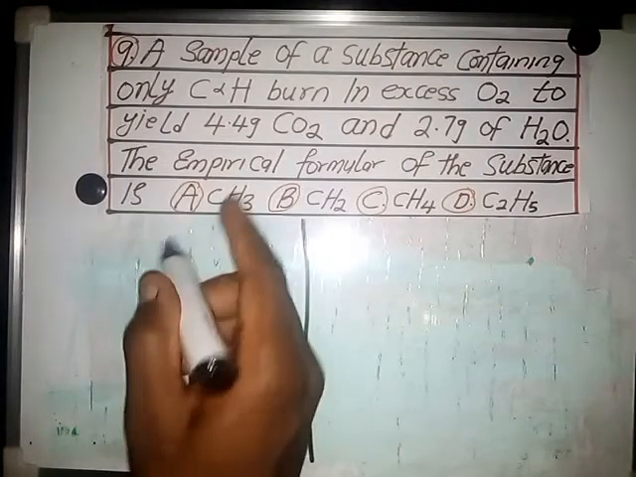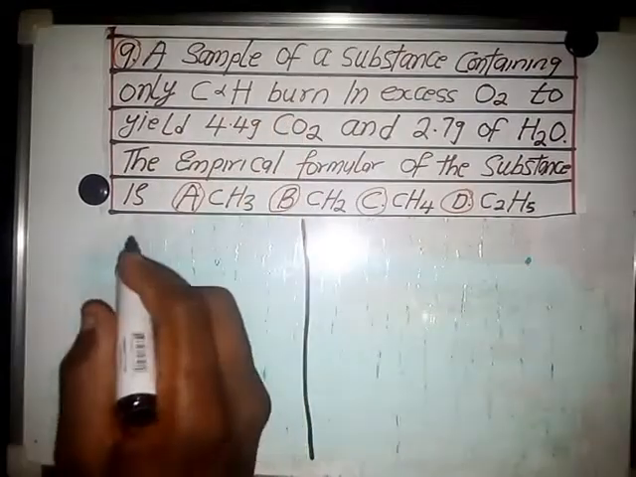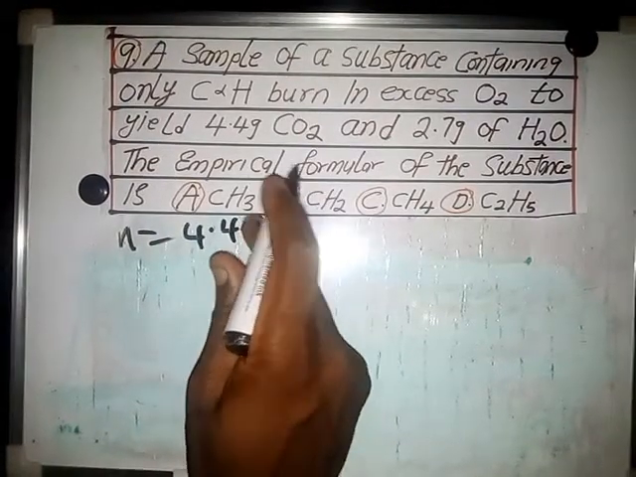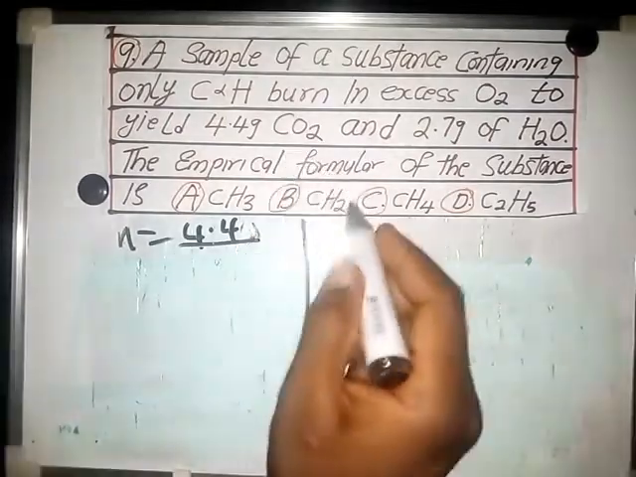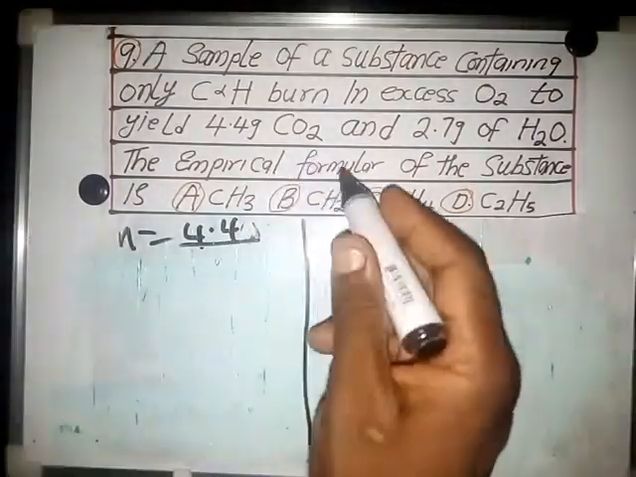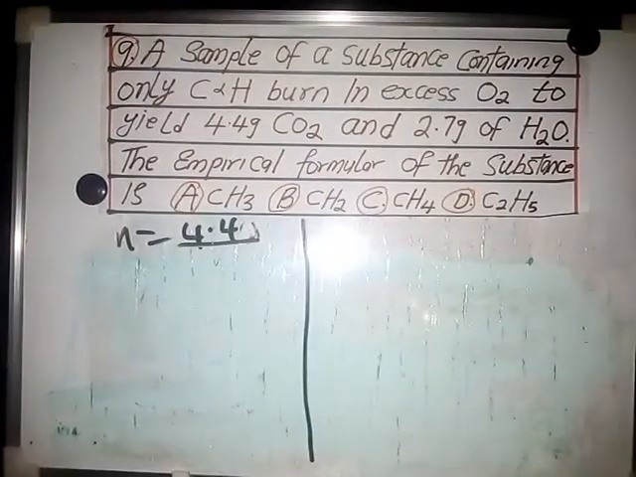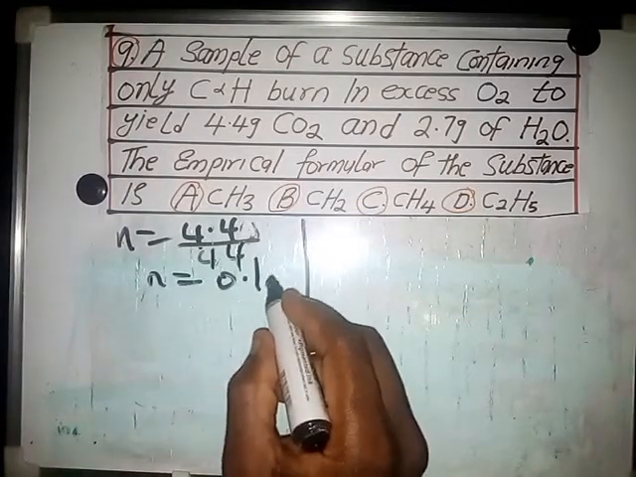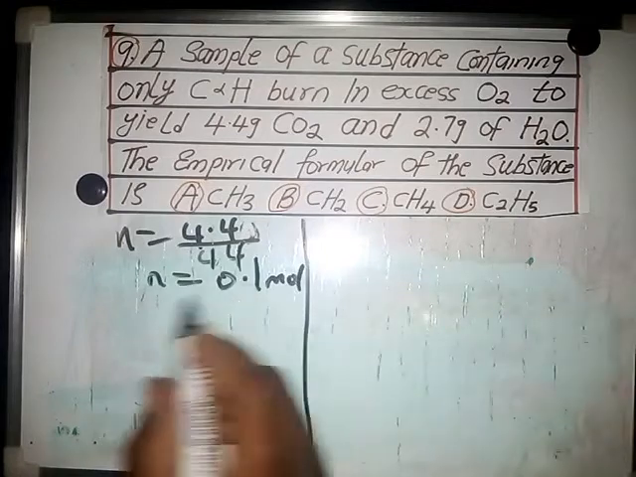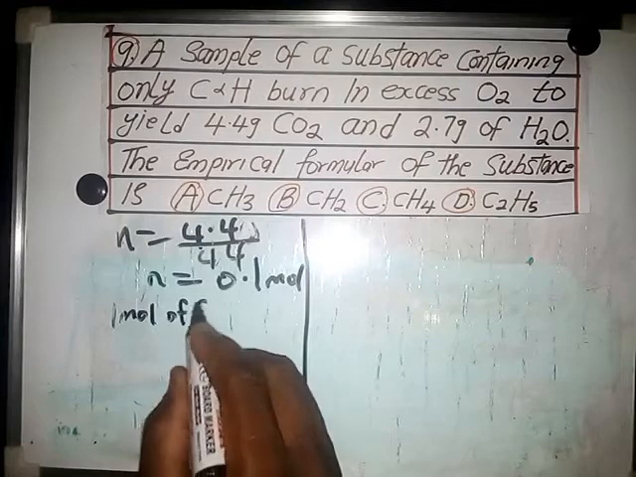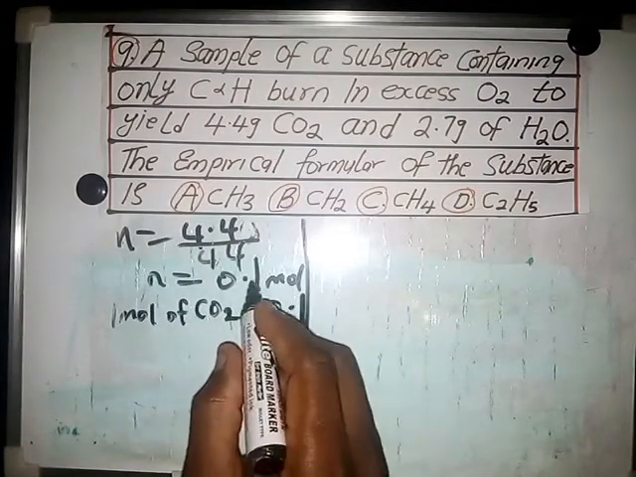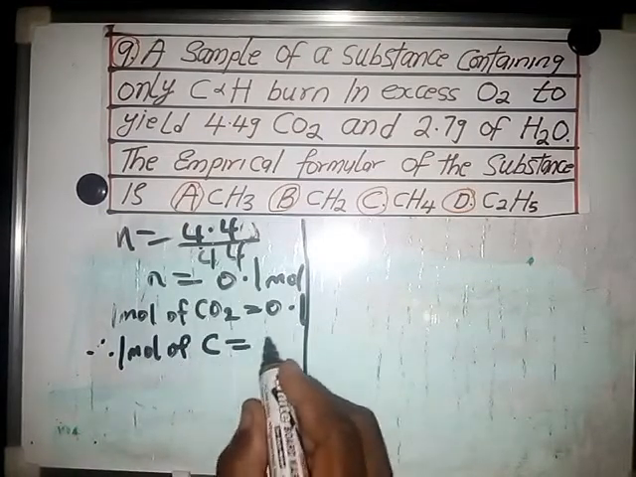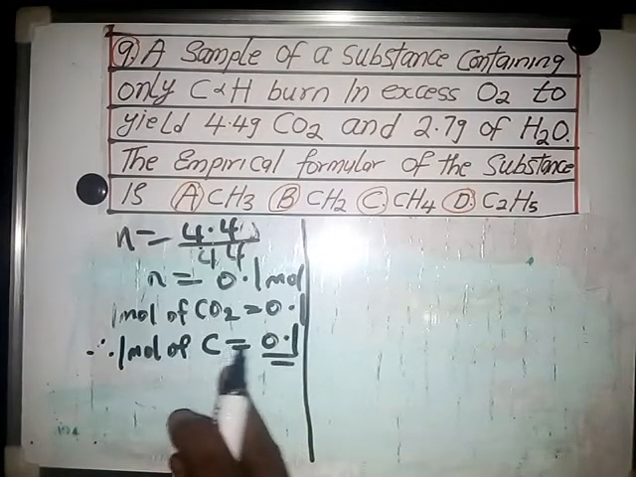So for carbon, first of all, get the amount in mole of this CO2, which is 4.4 gram over CO2. C is 12, O is 16. When you do 2 times 16 plus 12, you get 44. So n equals, when you divide it, you are getting 0.1. Like the other question, since 1 mole of CO2 equals 0.1, that means 1 mole of carbon will also be equal to 0.1. So you calculated C for carbon.